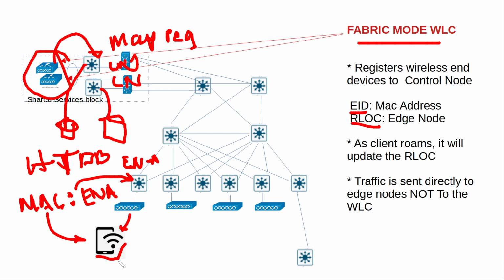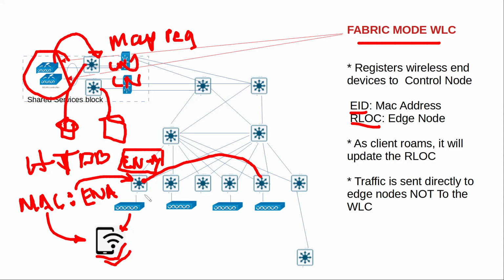because if another device wants to send traffic to this wireless device, then a VXLAN tunnel will get built, and the destination of this VXLAN tunnel will be this particular edge node, that is the edge node to which the access point that is serving this end user is connected.